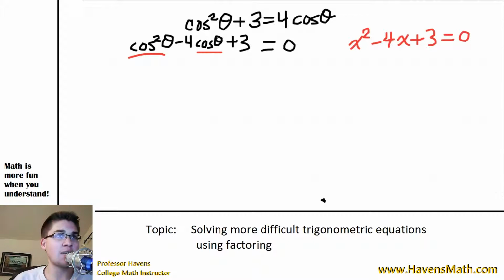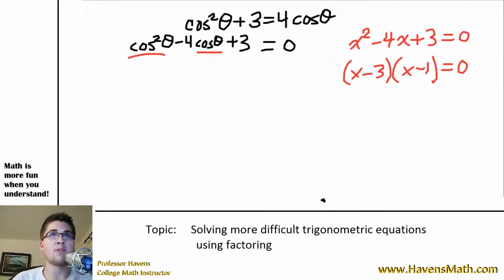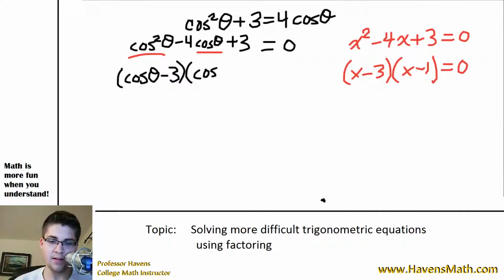If we know how to factor the quadratic equation, the cosine equation on the left-hand side is going to be solved the same way procedurally as the quadratic. How we factor this, as hopefully you should know if you're in precalculus, would be x minus 3 times x minus 1. Again, what that means is our trigonometric equation will factor identically. So our x takes the place of cosine theta, and the left side of that equation would factor as cosine theta minus 3 times cosine theta minus 1.